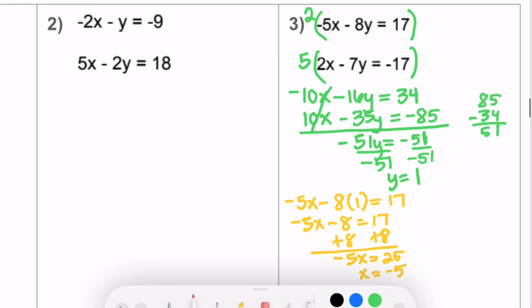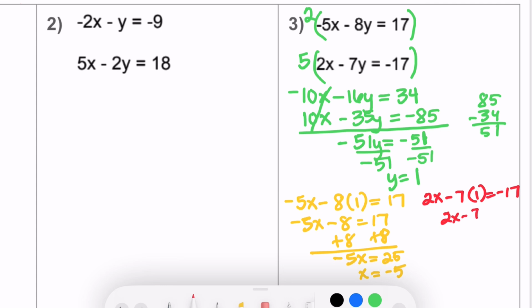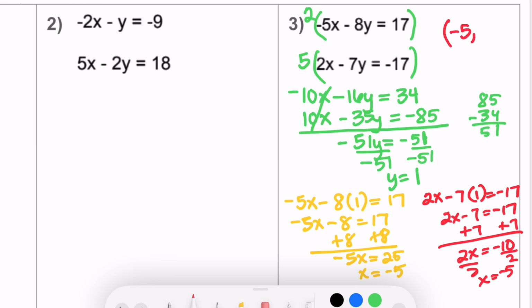If I do it with the other equation, I have 2x minus 7 times 1 equals negative 17. This is 2x minus 7 equals negative 17. Add 7 to both sides, and you get 2x is equal to negative 10. Divide by 2. X is equal to negative 5. So the ordered pair for question 3 would be negative 5 and 1.